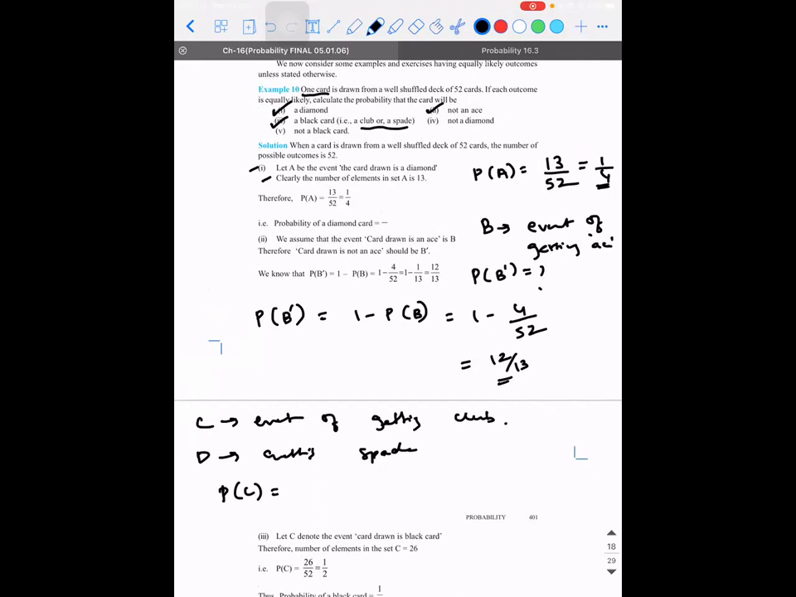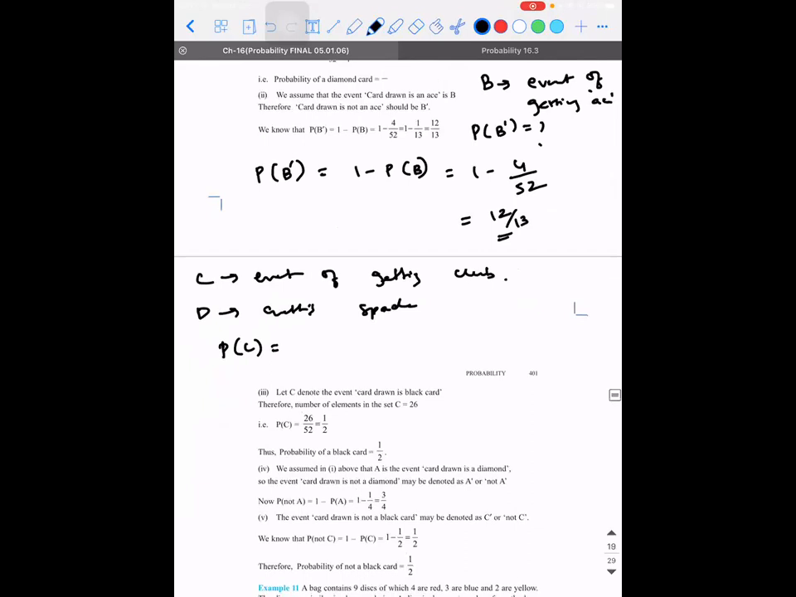Okay, probability of getting a club. I'll try to calculate and see. 13 divided by 52, that is 1 by 4. What is the probability of getting a spade? 13 by 52, that is also 1 by 4.